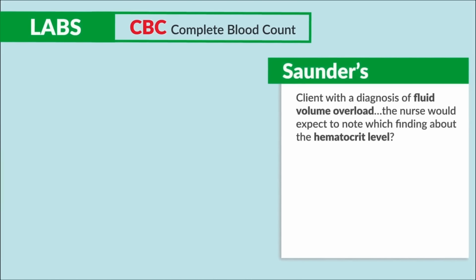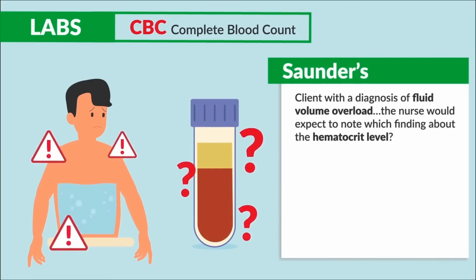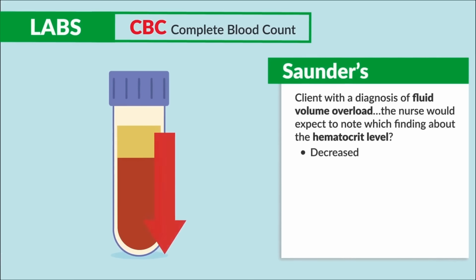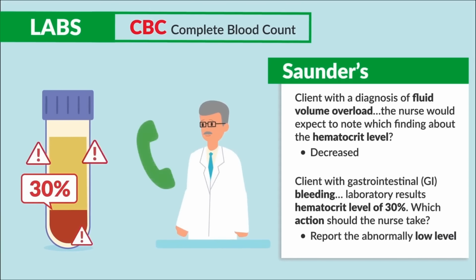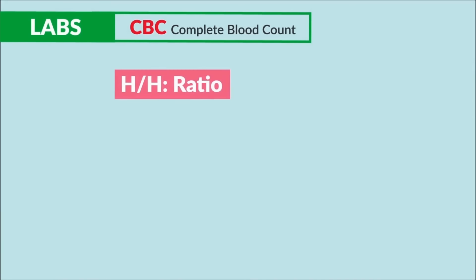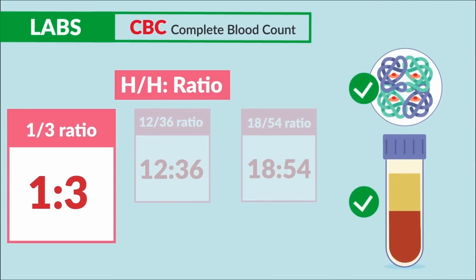So Saunders mentions, a client diagnosed with fluid volume overload, the nurse would expect to note which finding on the hematocrit level? Decreased. Yes. Remember, low liquidy labs here. And a second question: a client with a gastrointestinal bleed has a laboratory result of a hematocrit level of 30%. Which action should the nurse take? Report the abnormally low level. Yes, we must report these critical labs here. Now, the H&H ratio is easy to calculate. It's a 1-to-3 ratio. So if you only have a hemoglobin level, you can estimate the hematocrit too.